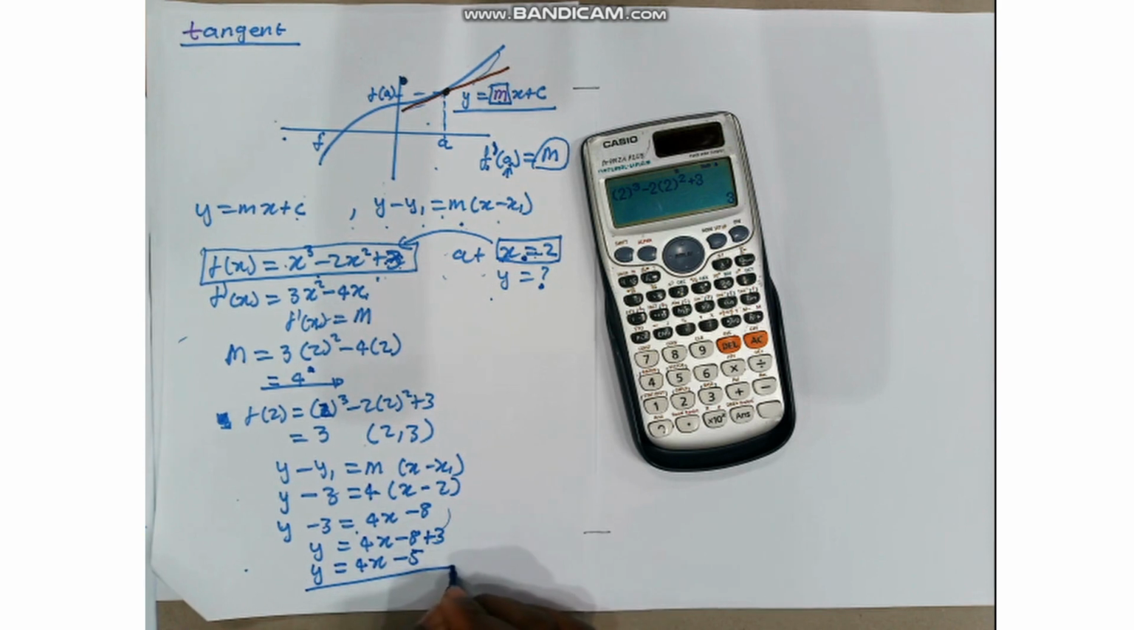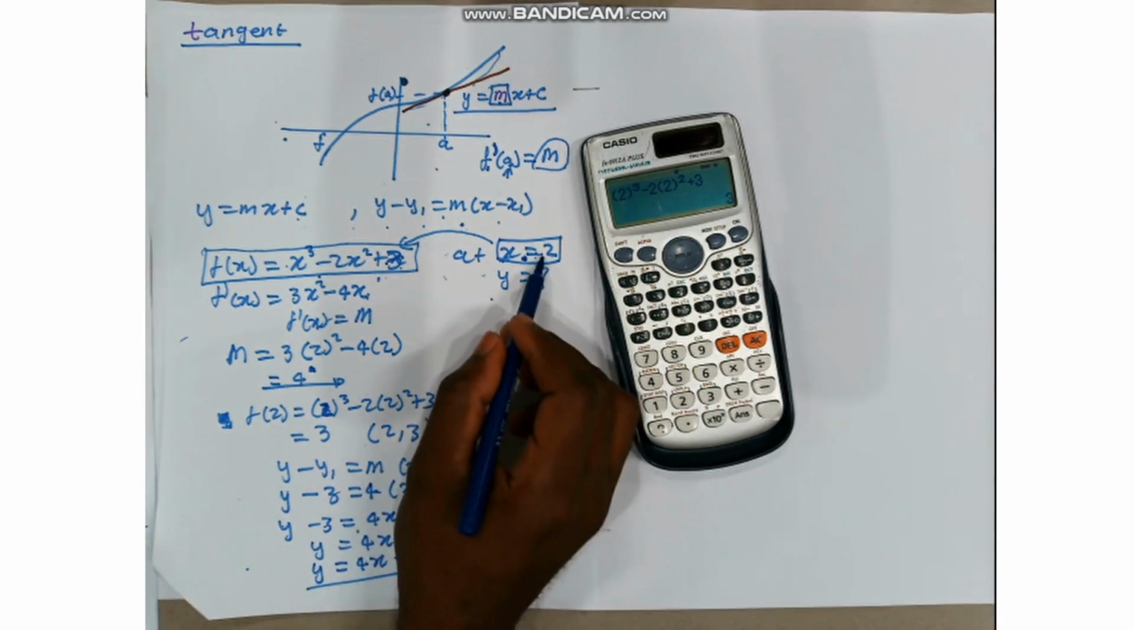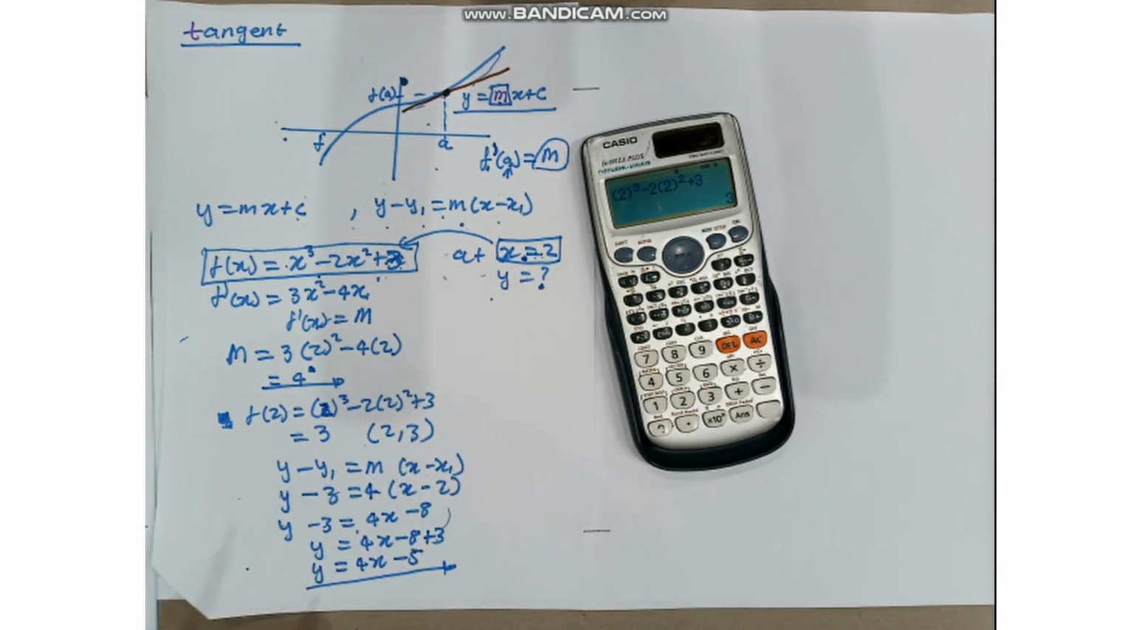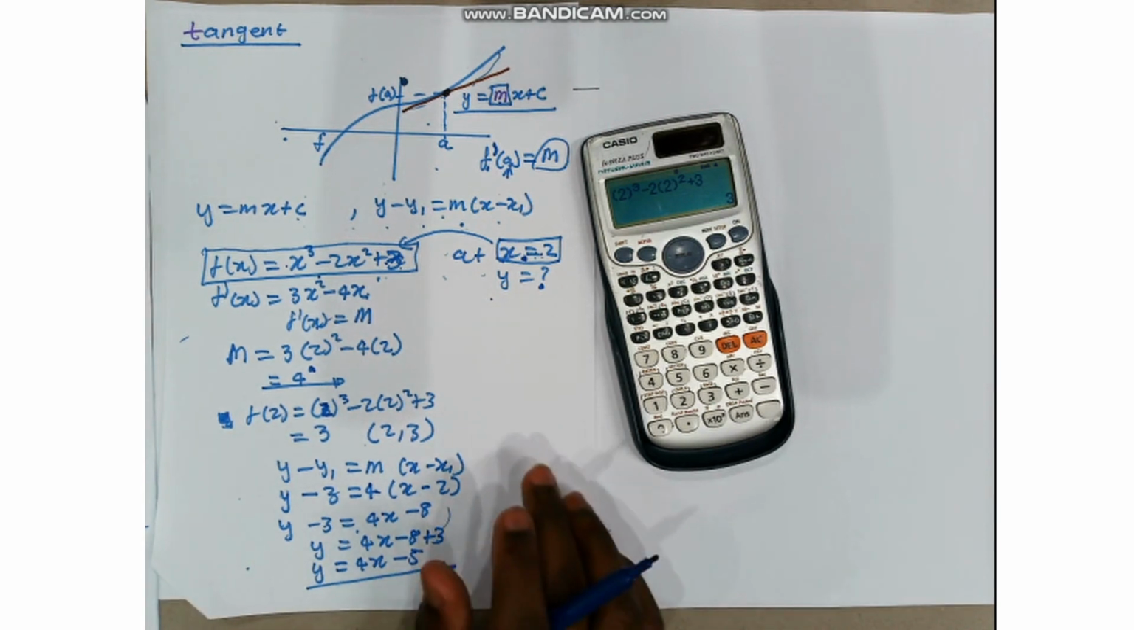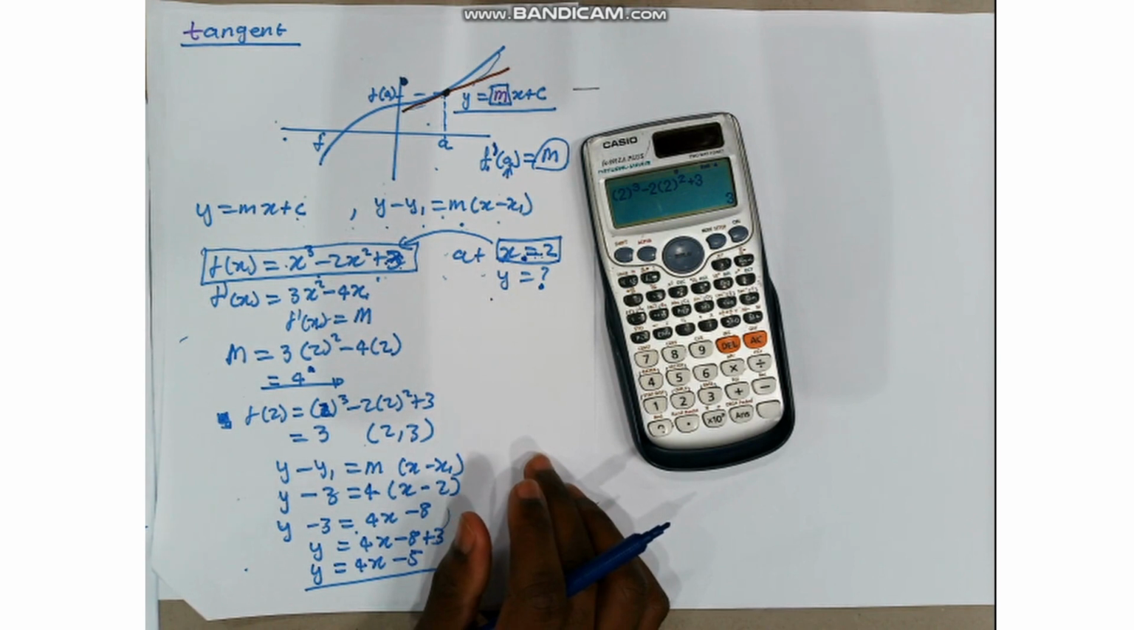So this is our equation of a tangent. If they say calculate the equation of a tangent at a specific point, this is how you calculate it. Let's get into another example.